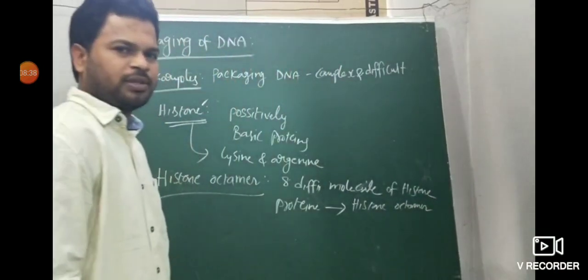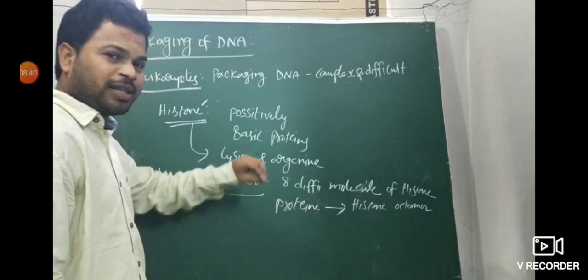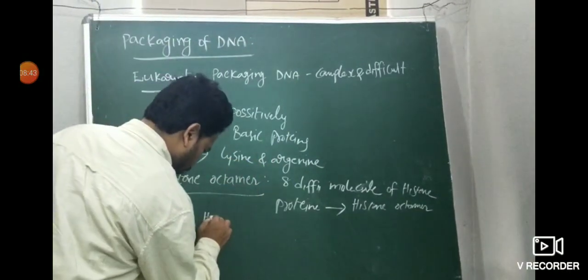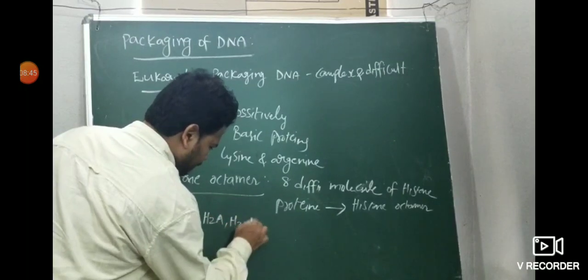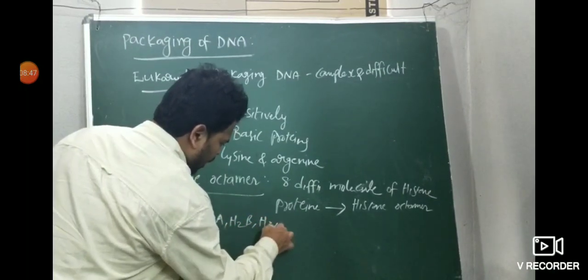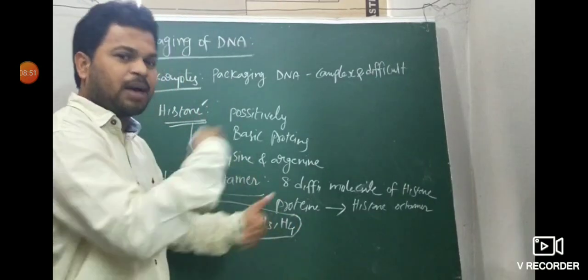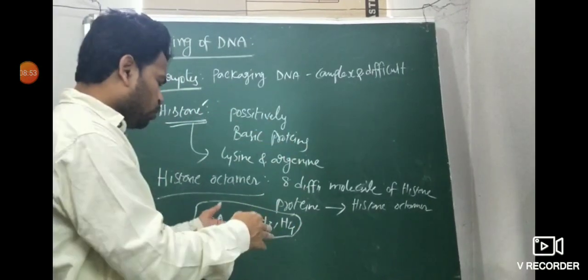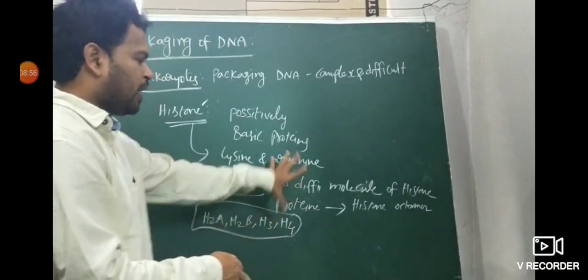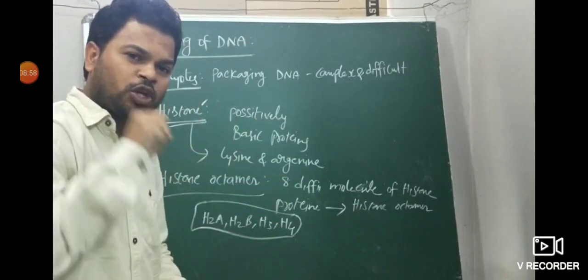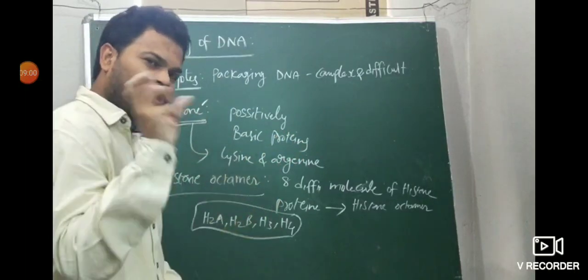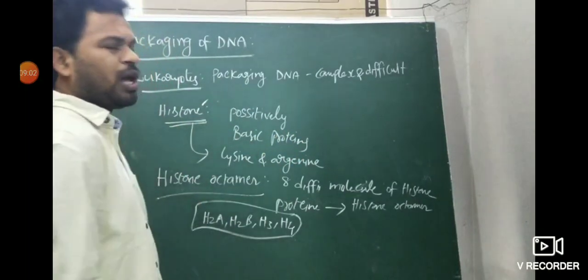Octa means 8. So 8 different what? H2A, H2B, H3, H4. These are 4 types, and 4 types means double: H2A double, H2B double, H3 double, H4 double. Total 8. So 8 different molecules held together form one unit. That is nothing but the histone octamer.